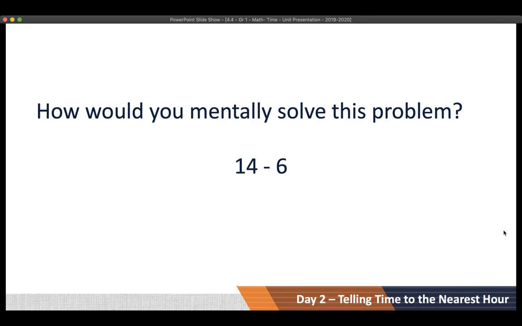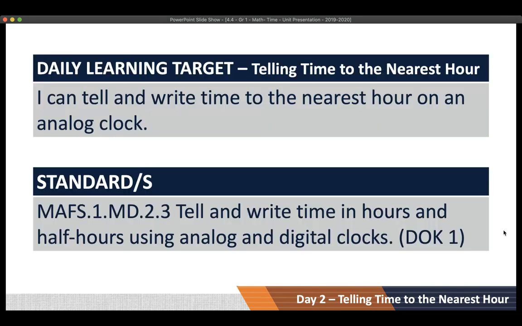How would you solve this problem in your head? Go ahead and pause the video and solve 14 minus 6. You should have 8. 13 minus 11. You should have 2.